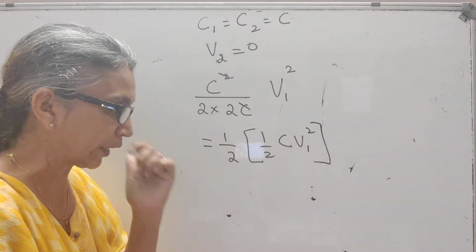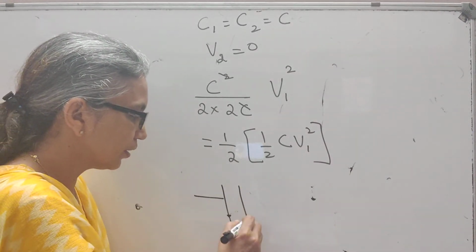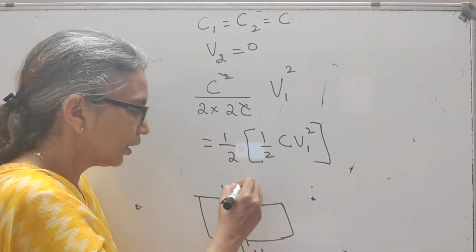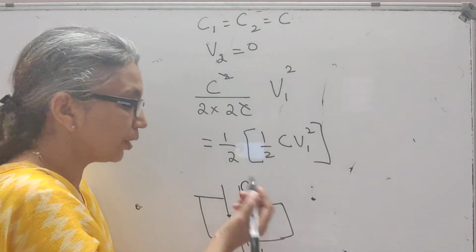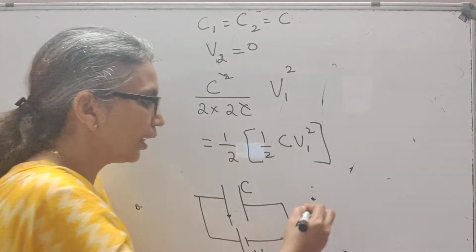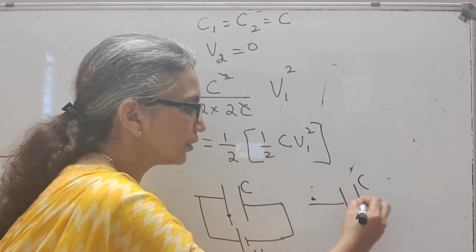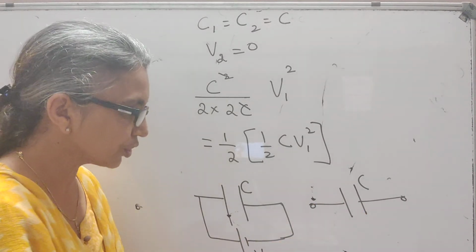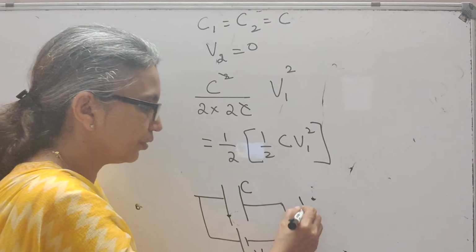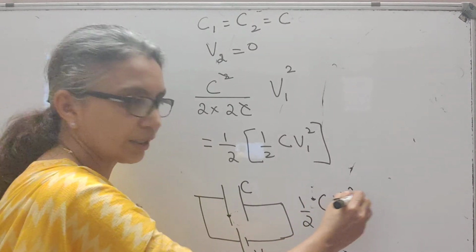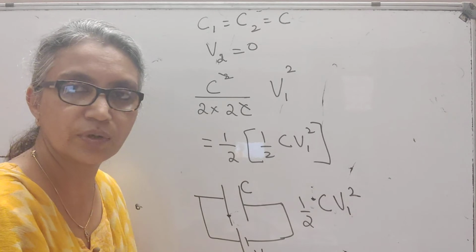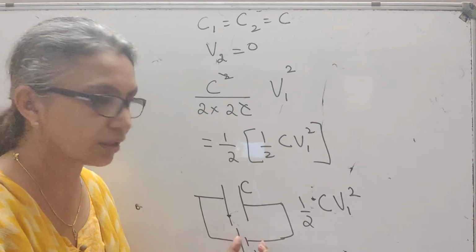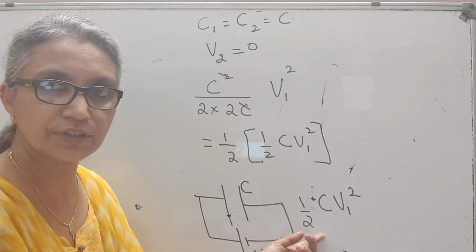Now initially, if you look at it, we had two capacitors. The first one we charged using V1 and the capacitance C1 equal to C. So I am not putting C1, I am simply putting C. And the second capacitor C is not charged. So this doesn't store energy because it's not charged. So the initial energy would simply be half C V1 square for the special case, because the second one we did not charge, it is not storing energy. So the total initial energy is just because of this one.